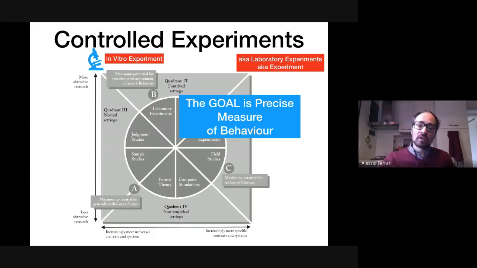So the goal, when do you use a controlled experiment? When your goal is to measure the behavior in a precise way. The behavior of whom? The behavior of actors. Actors can be, as we said last time, both software engineers, but also tools, okay? Precision is the core.